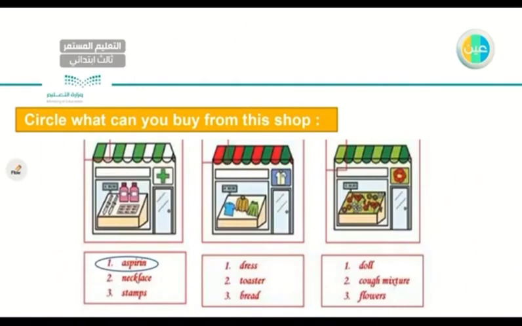Aspirin is a medication. Moving to the next shop, this is like a clothes shop. So what can we get? A dress, a toaster, or a bread? What do you think I have? We can buy dresses from there.